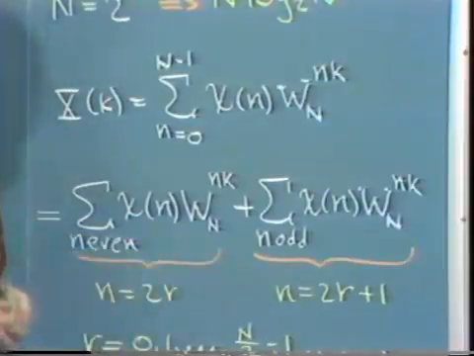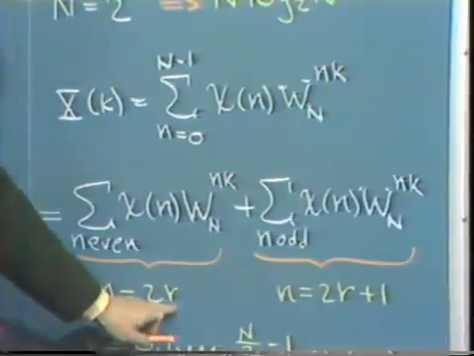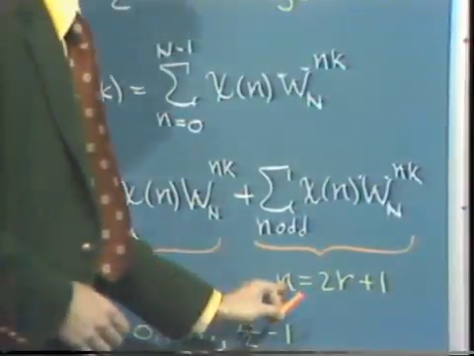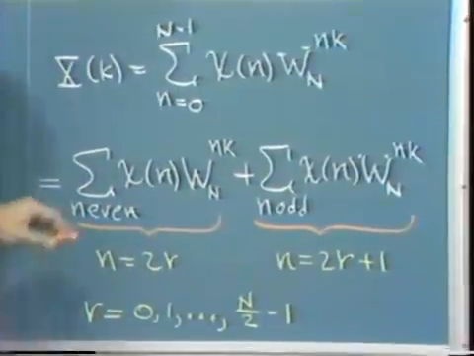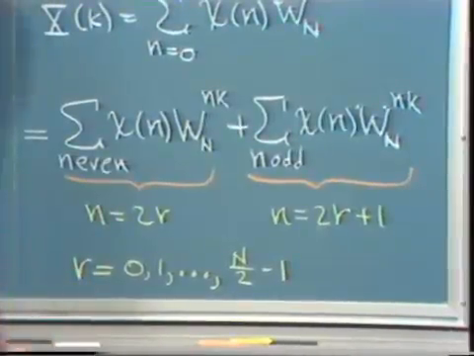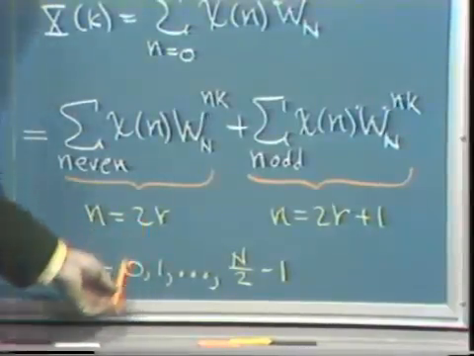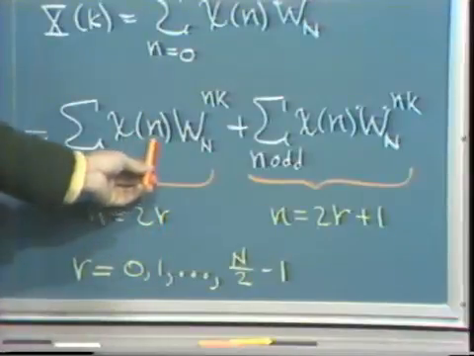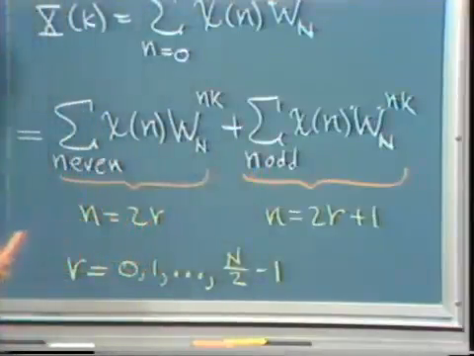All right, now by a substitution of variables, we can substitute n equals 2r for the even-numbered terms, and we can substitute n equals 2r plus 1 for the odd-numbered terms, in which case, when we convert these to sums over r, the sum on r will now range from 0 to capital N over 2 minus 1. As r runs from 0 to capital N over 2 minus 1, 2r ranges over the even-numbered terms, and 2r plus 1 ranges over the odd-numbered terms.